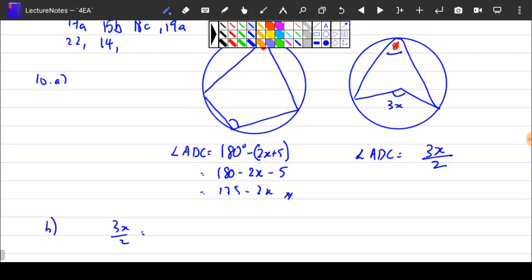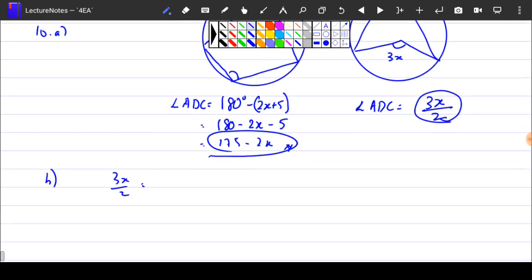Very good, thank you. Correct. So you see that the two are the same. So this and this must be the same, right? So 3x over 2 must be equal to 175 minus 2x. So what's the answer for x?